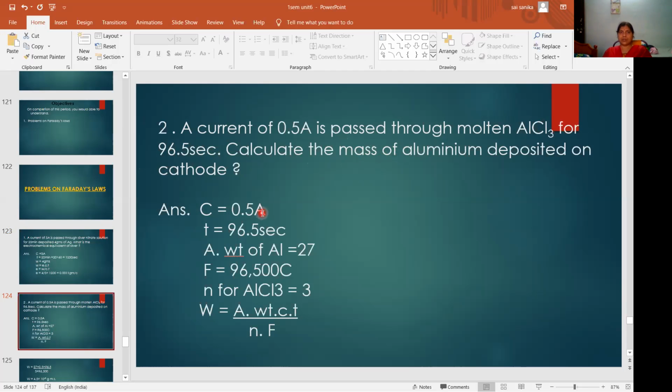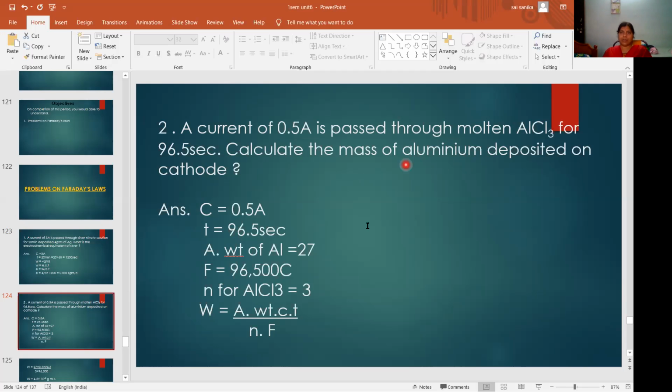So current is 0.5 amperes. Time is equal to 96.5 seconds. It is already given in seconds, so no need of conversion. Here he has given the molecule AlCl3. So here current and time are given, and he is asking for weight.